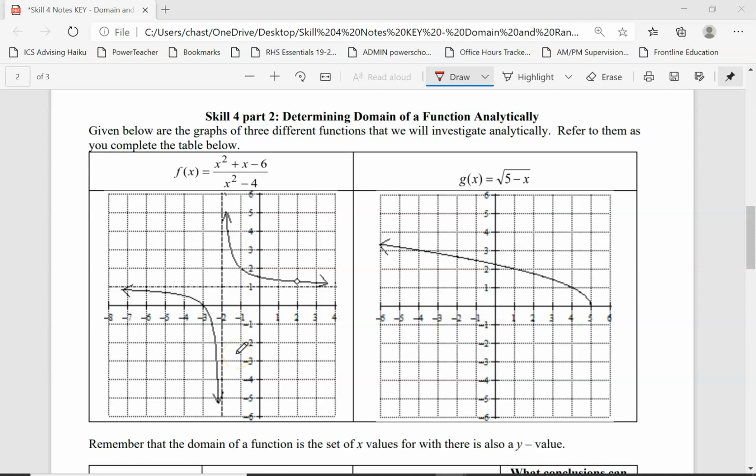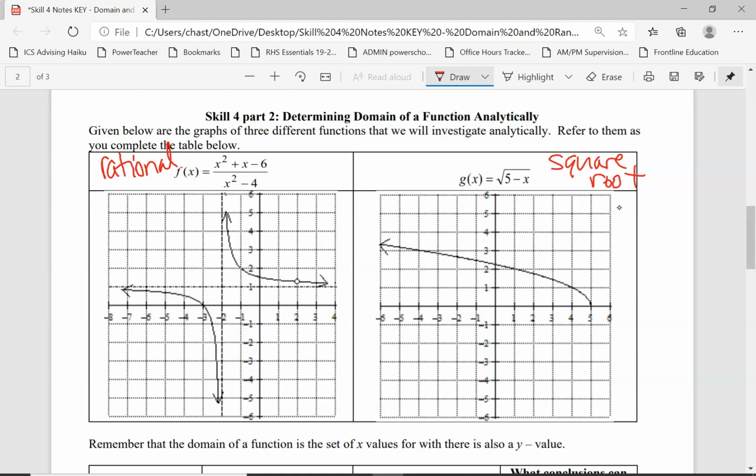All right, in this video, I'm going to talk about how to find the domain of a function analytically. So I'm only worrying about domain in this case. So let's look at the graphs here. I've got a rational function and I've got a square root function. These are the two common things that we have to look for when we're talking about domain.